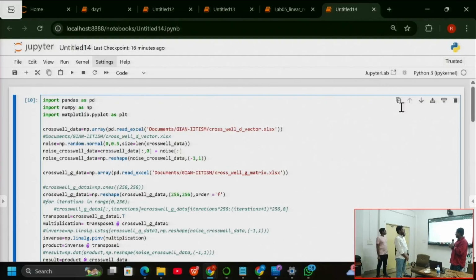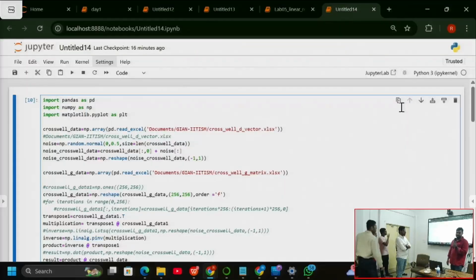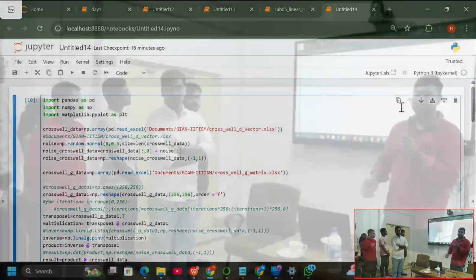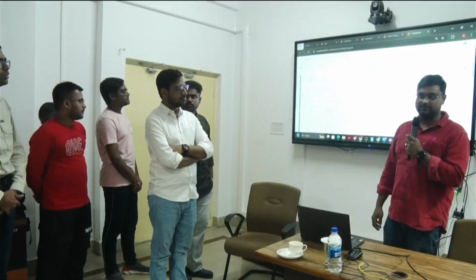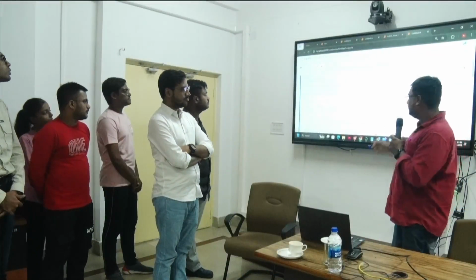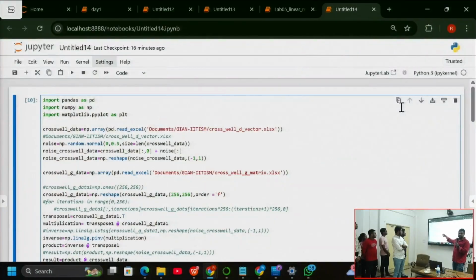So in the question, we have loaded the vector data which was already given, and also the matrix data. But the question said that 0.5 standard deviation is observed in the observation matrix. So for that, we added noise with respect to that standard deviation to the observed values which were already given, and that was taken as a vector.